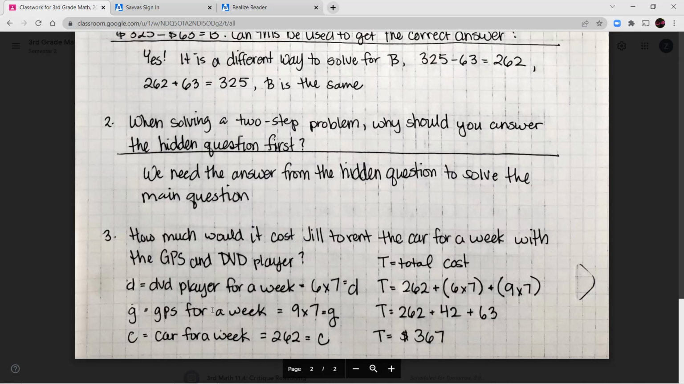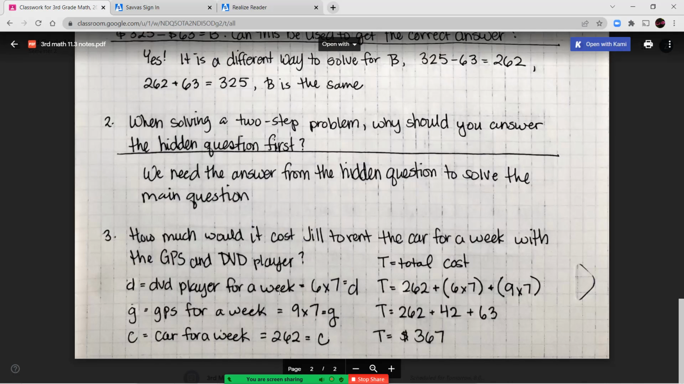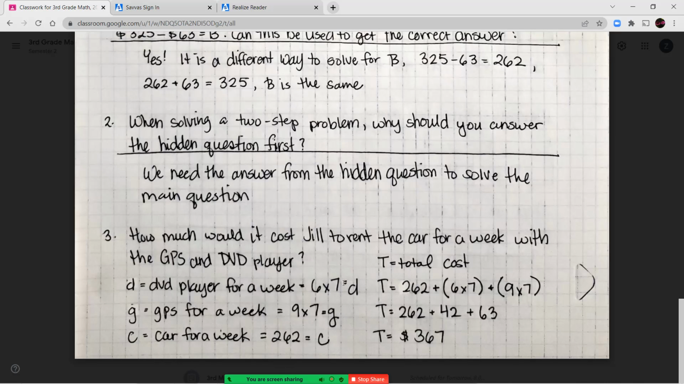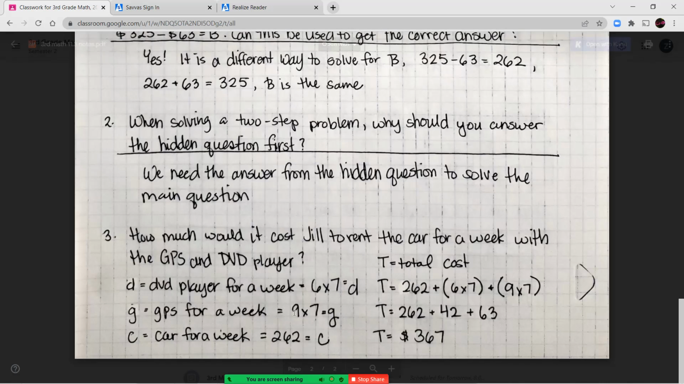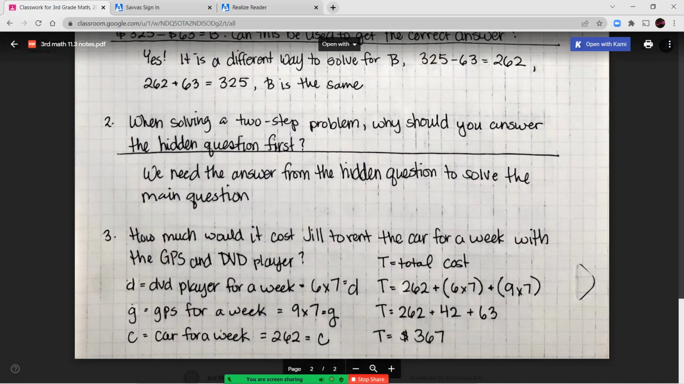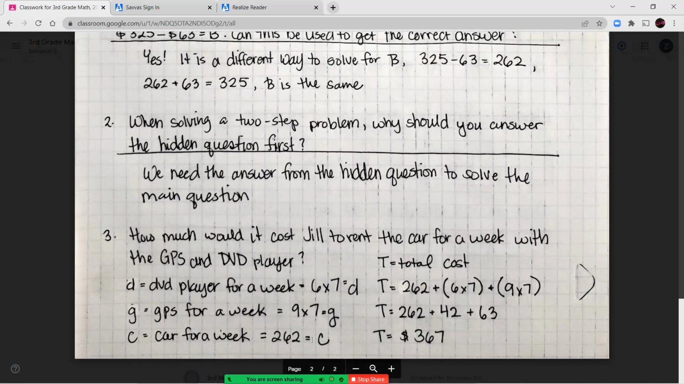Now, we're going to use our variables. D is going to be the DVD player for 1 week, and the equation for that is going to be 6 times 7 is equal to D. The GPS for 1 week costs $9, so that's 9 times 7 for the GPS. And the car for 1 week we found out was $262. So I'm not multiplying because I already found out from the example question in our video that we spent $262 for the whole week for the car.